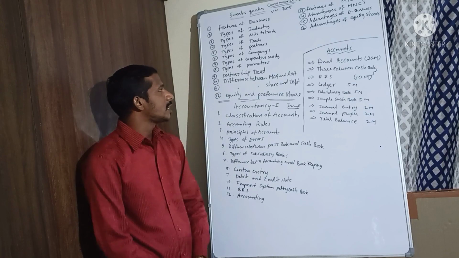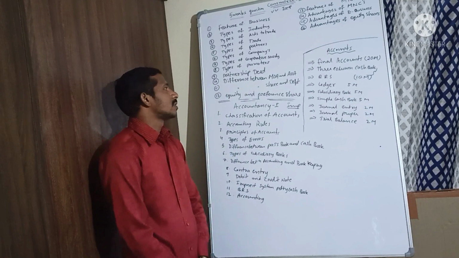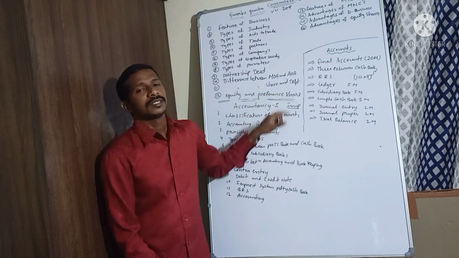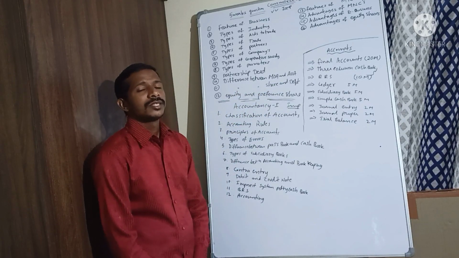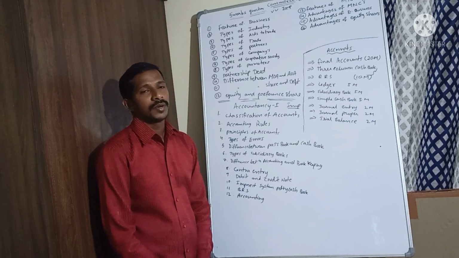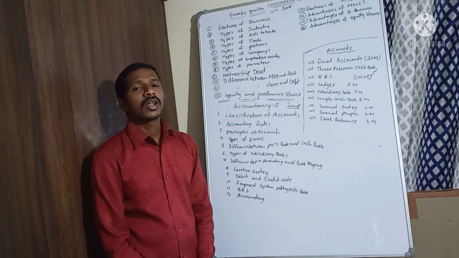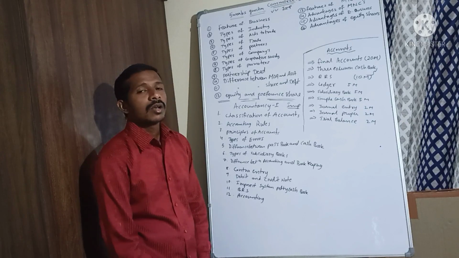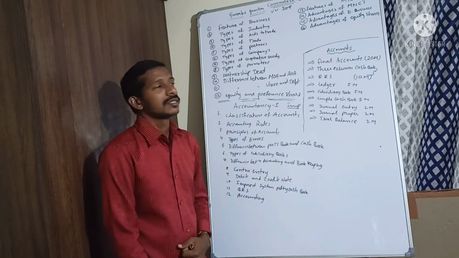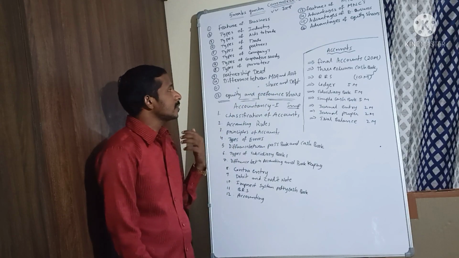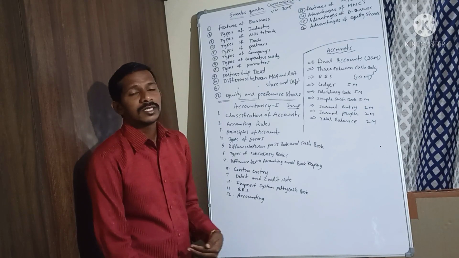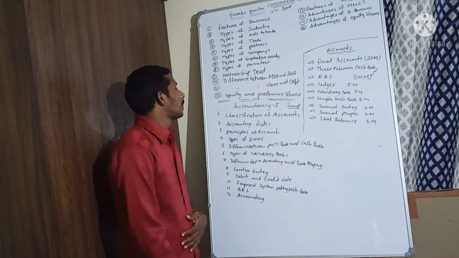11th question, difference between share and debenture. A share is ownership, owner's equity, and a debenture is an acknowledgement of debt. Shareholders are the inside persons, they are the owners, and they have the voting rights. Debenture holders are not owners, and they don't have the voting rights.